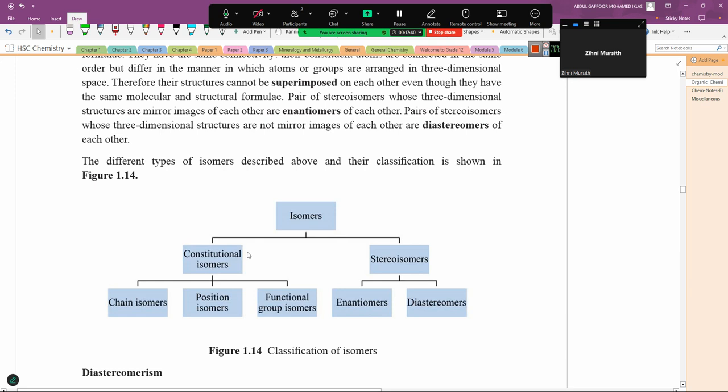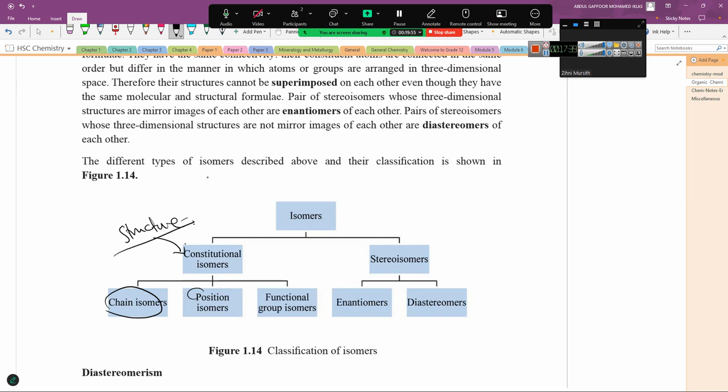So isomers are divided into constitutional isomers and stereoisomers. Under constitutional isomers, first we will try to understand the term constitutional. Here, constitutional means it is related to the structure. The chain will change, the position will change, so the structure is going to be changing.